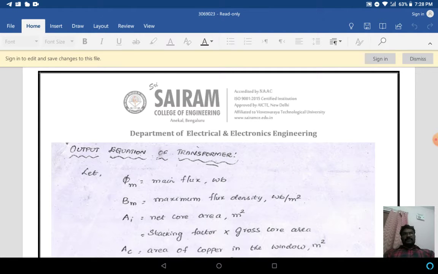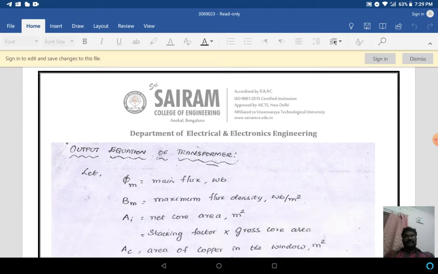Okay, now see the types of transformers. There are various types of transformers used in the electrical power system for different purposes like generation, distribution, transmission and utilization of electrical power. The different types are step up and step down transformers, power transformers, distribution transformers, instrument transformers, potential transformers and so on. Mainly they can be classified into two types: single phase transformer and three phase transformer. Now we will see the output equation of a single phase transformer.